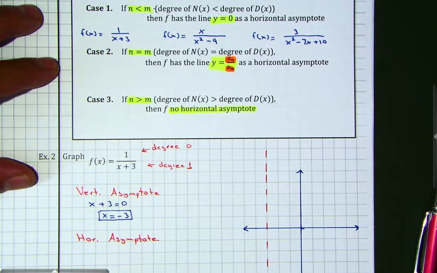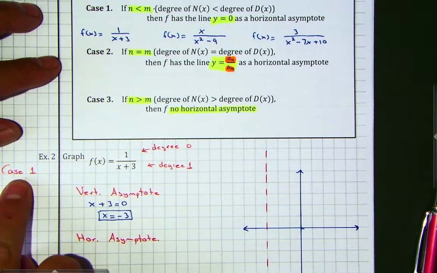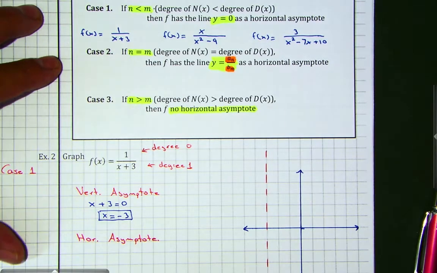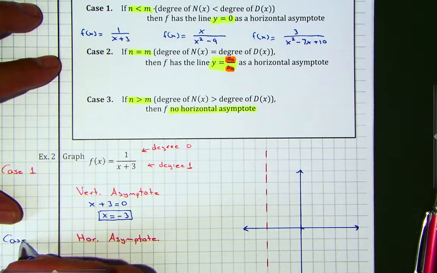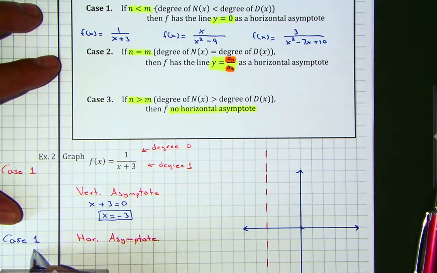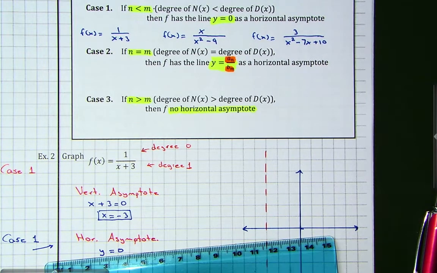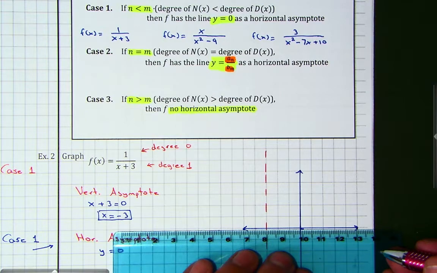So if this is case 1, and actually I should write it case 1, therefore the horizontal asymptote will be y equals 0. That means that your horizontal asymptote will be on the x-axis.